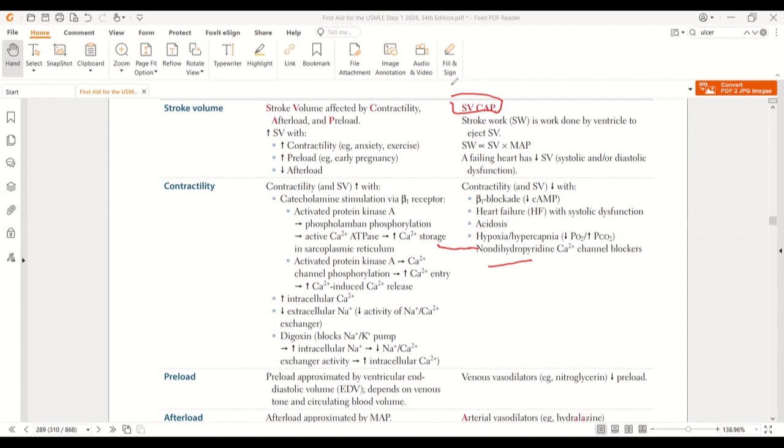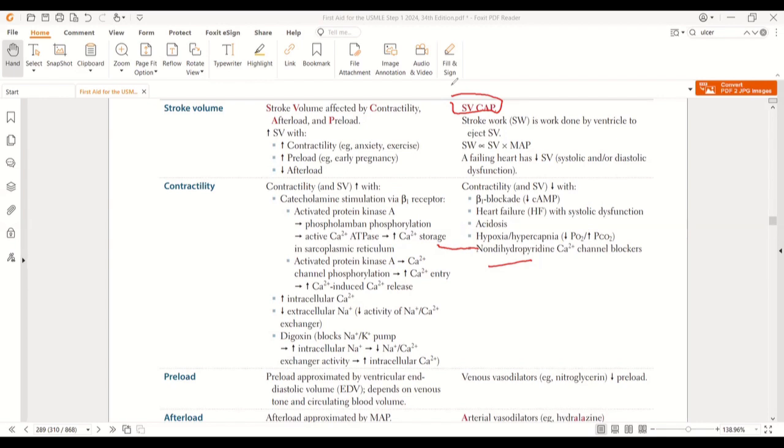So what about the failing heart? It has decreased stroke volume, right? Yes. So the contractility is the first factor that determines it.